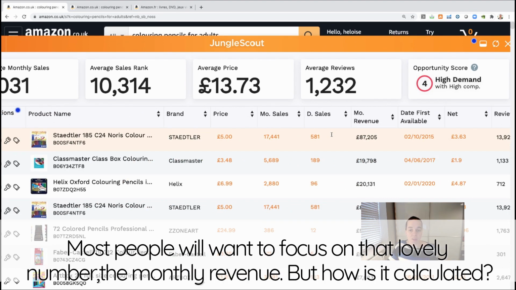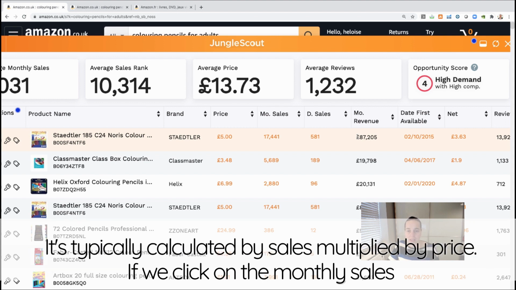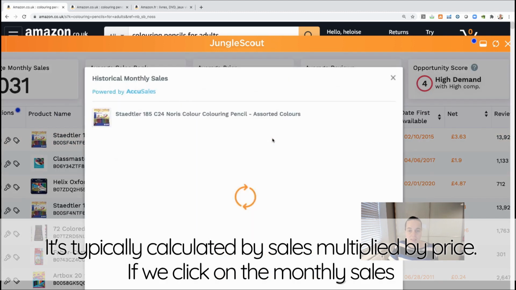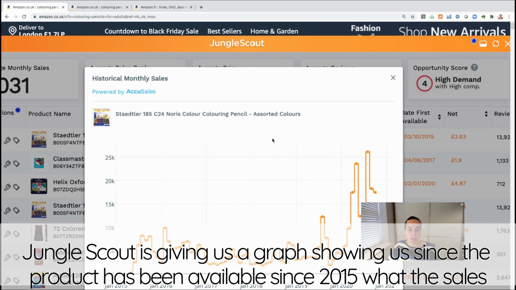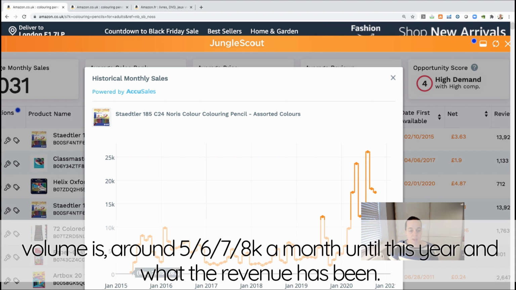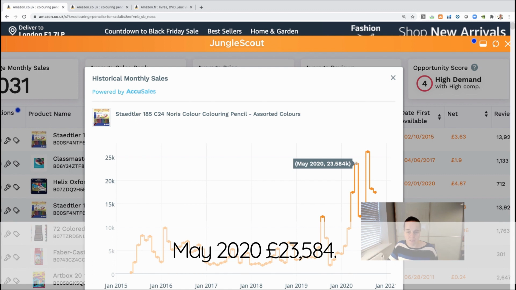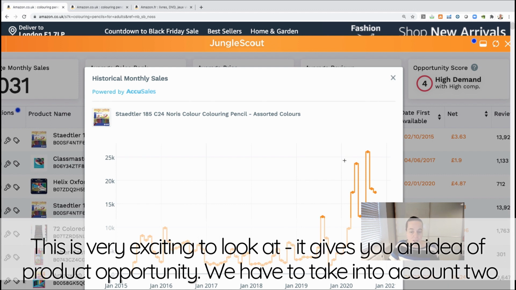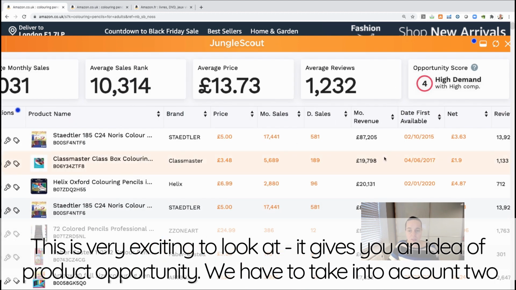Most people will want to focus on that lovely number, the monthly revenue. How is it calculated? It's typically calculated by sales multiplied by price. If we click on the monthly sales, Jungle Scout is giving us a graph showing us, since the product's been available in 2015, what the sales volume is, around 5, 6, 7, 8k a month until this year, and what the revenue has been. May 2020, 23.584k. This is very exciting to look at. It gives you an idea of the product opportunity.